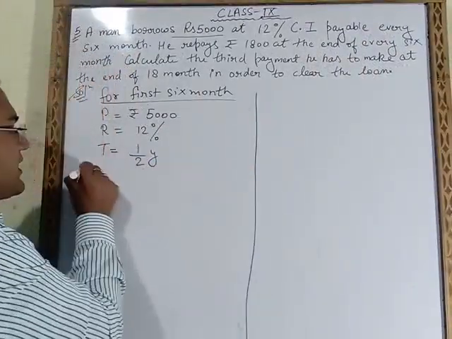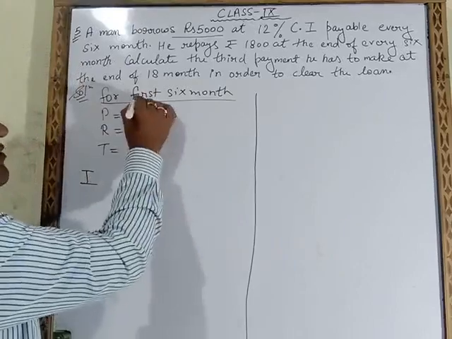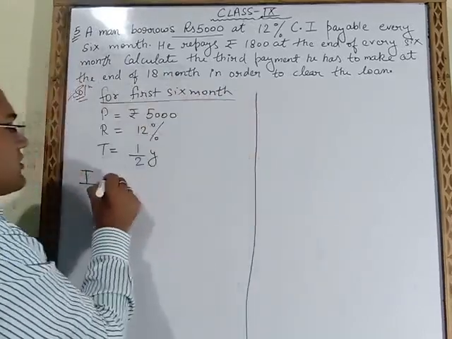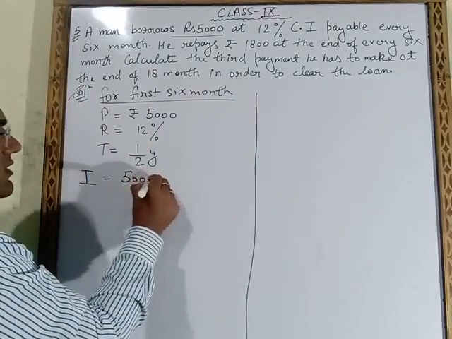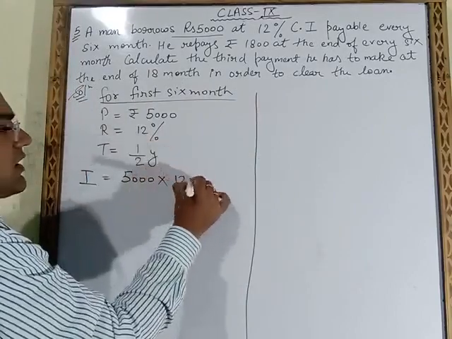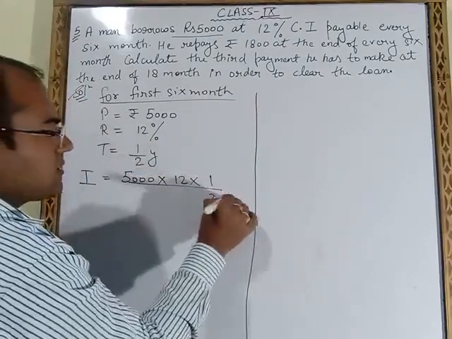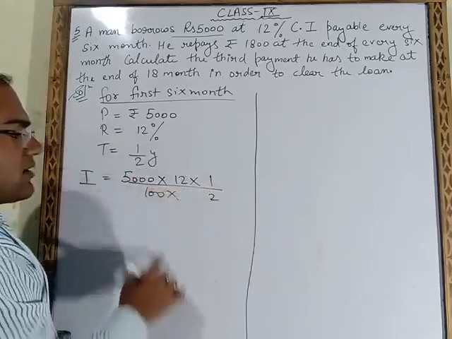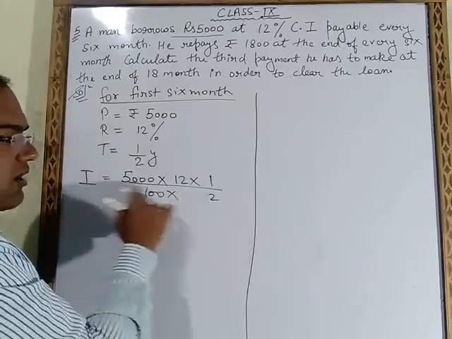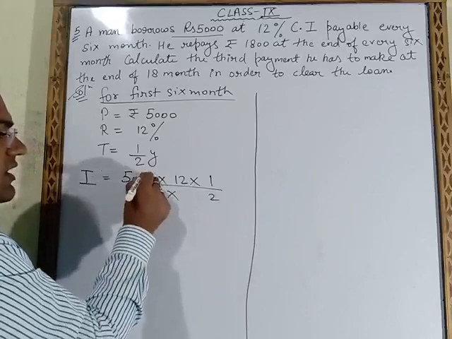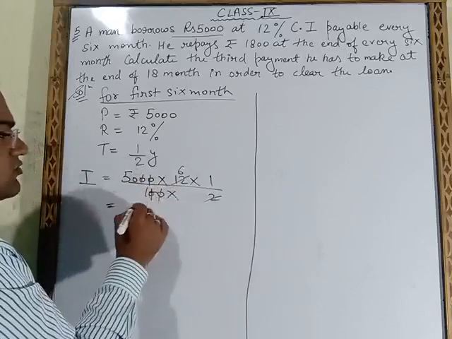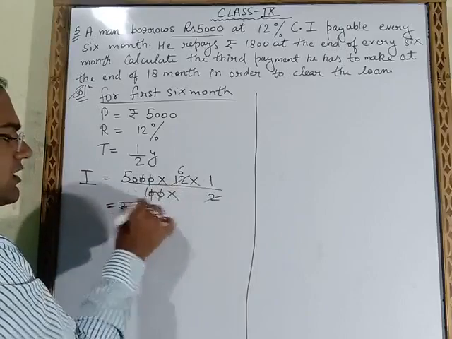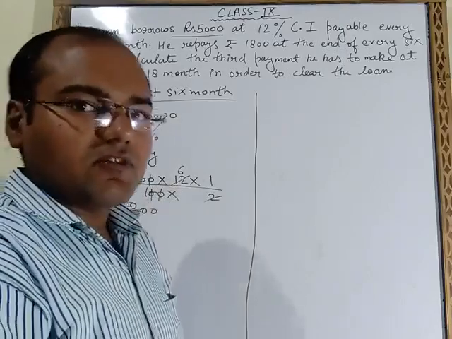Now we will find the interest for the first 6 months. Interest is equal to P, 5,000, into R into time upon 100. P into R into T upon 100. These two zeros will get cancelled. 2 6s are 12. On multiplying these two we will get 300 rupees as the interest of the first 6 months.